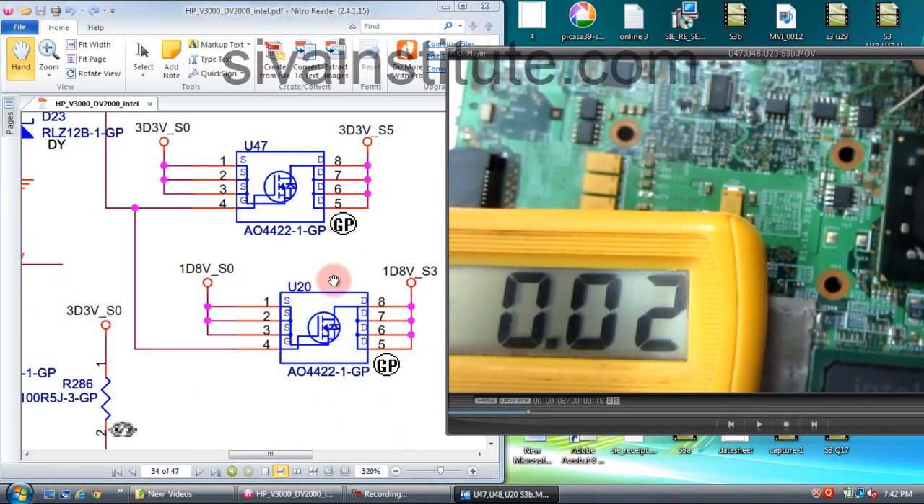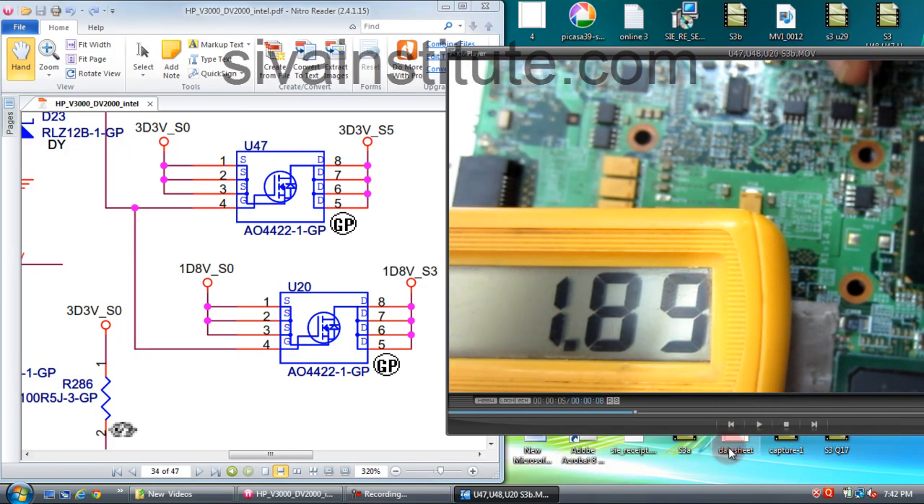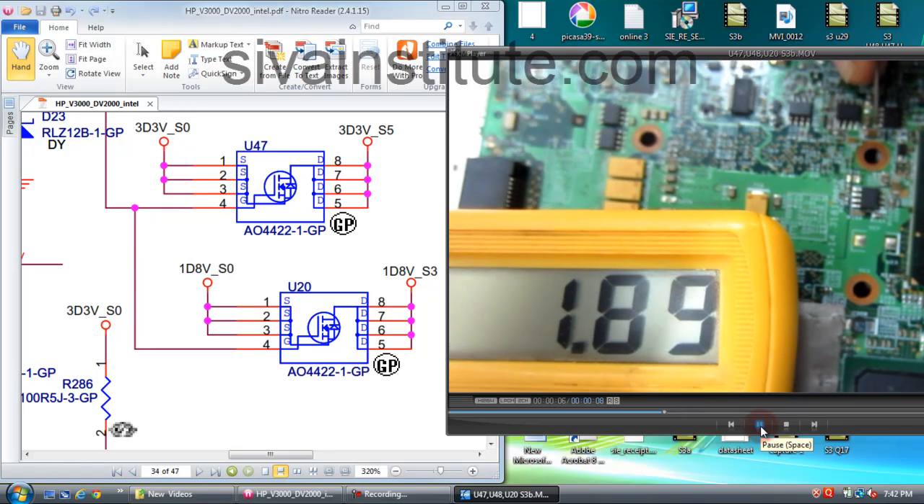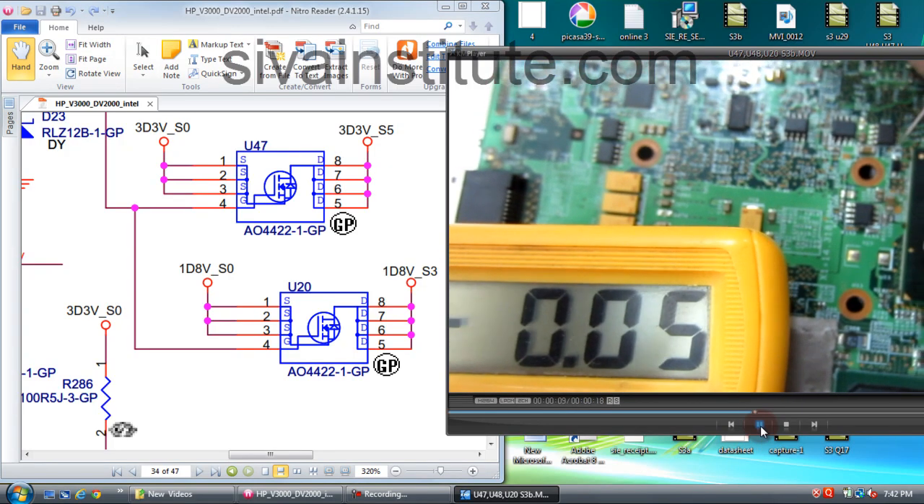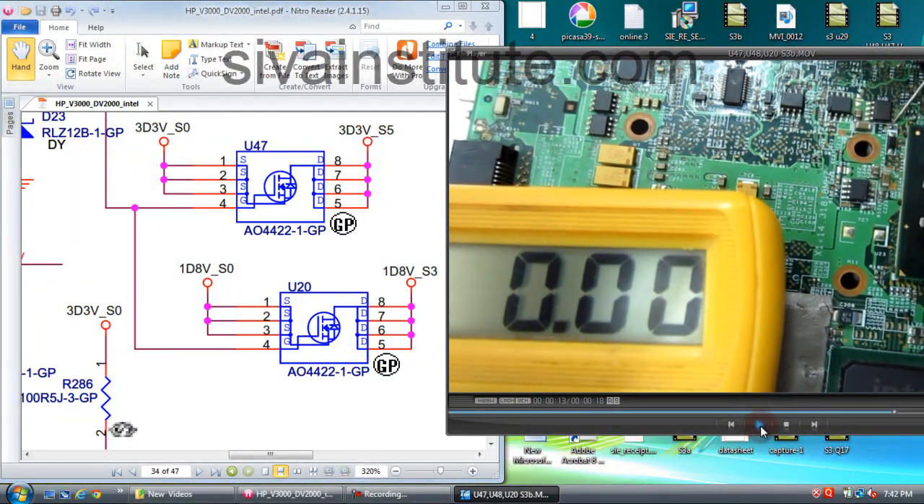This is U20. Without the S3 command, this voltage is okay, no voltage at this point. We will see at U20. Pin number 8, 1.8 volts is okay. Pin number 1: no voltage here. When we give 15 volts at the 4th pin gate, this voltage comes out from here.